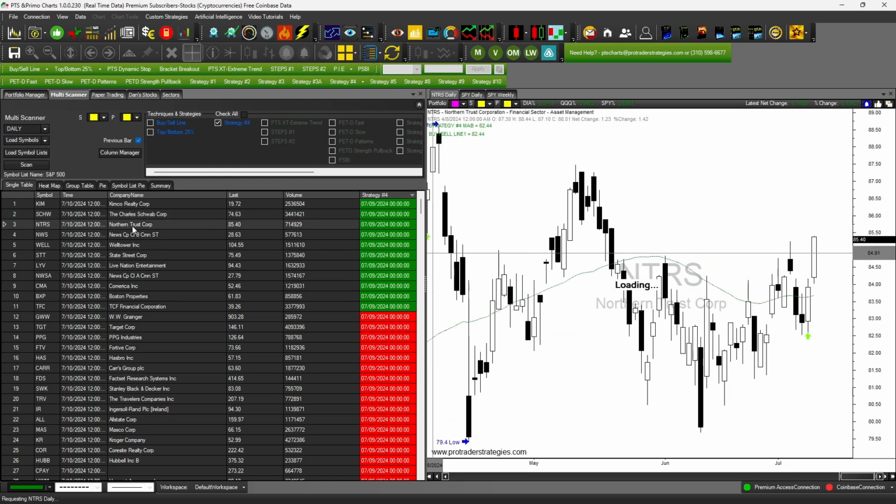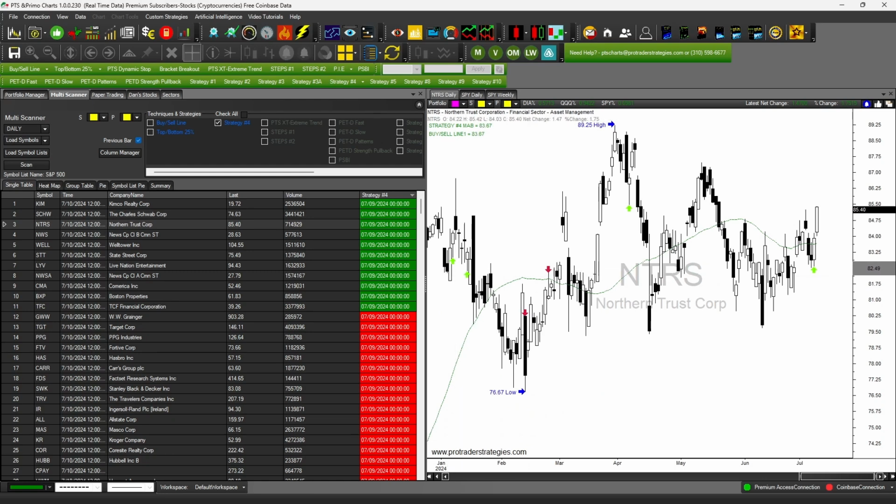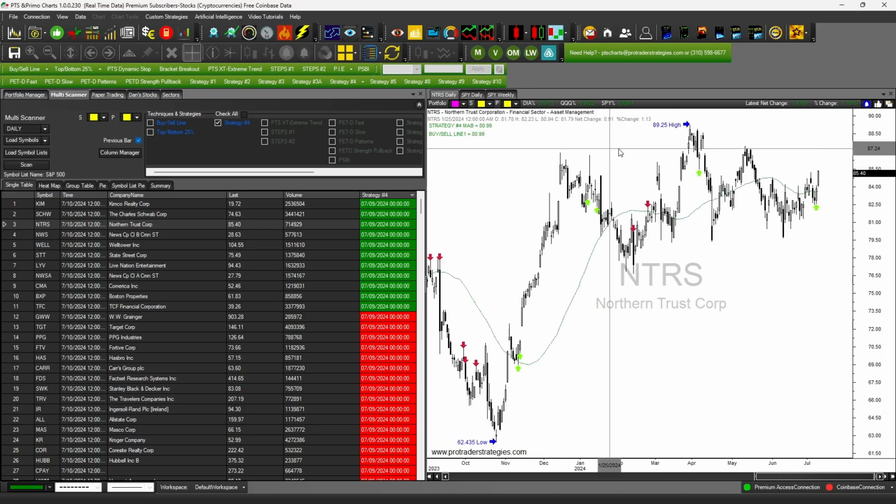Northern Trust Company, let's go to the next one. Kind of the same scenario here. Even though this one had a better outcome, I might pass on this one just because we are in this chopping range here where the buy sell line is hovering straight through the middle of a wedge. Okay, so let's move on to the next one.